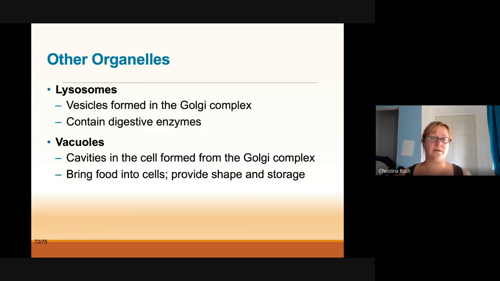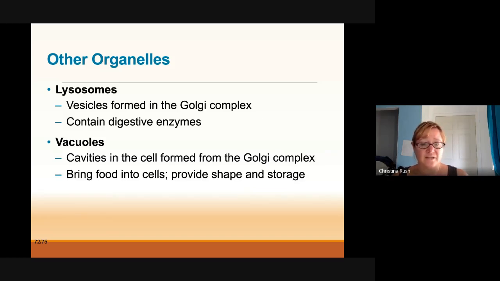Some other organelles that we find in eukaryotic organisms include the lysosomes. These are vesicles that are formed in the Golgi complex, and they contain digestive enzymes, so they are very useful in immune cells. The lysosomes will kill unwanted cells that have been phagocytized. So if it's going to kill the bacterial cell. Lysosomes are also useful to degrade proteins that are not folded properly.